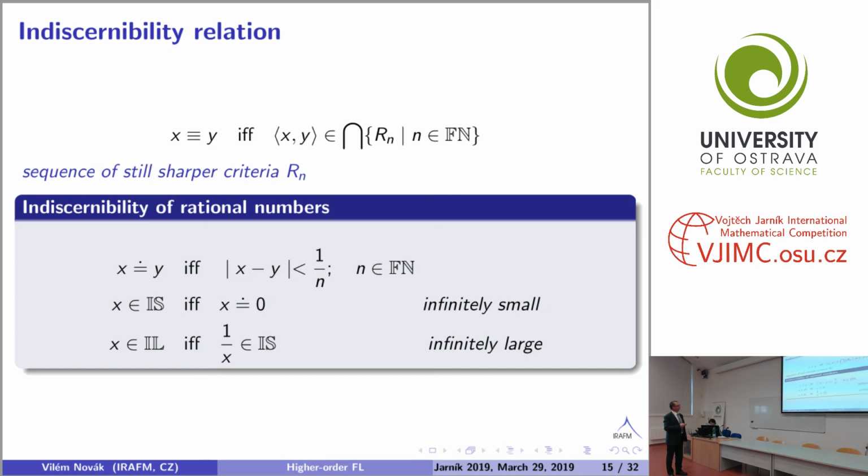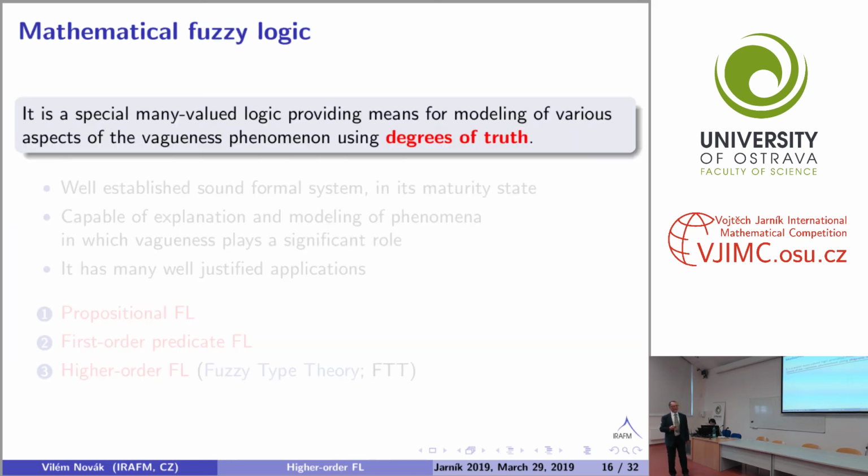So if x and y are rational numbers, in fact, couples of two natural numbers, we say that they are indiscernible if their distance is smaller than a ratio of n for arbitrary finite natural number. And then we say that an x is infinitely small if it is indiscernible from 0, and infinitely large if its ratio is infinitely small.